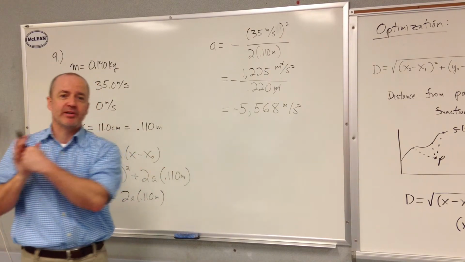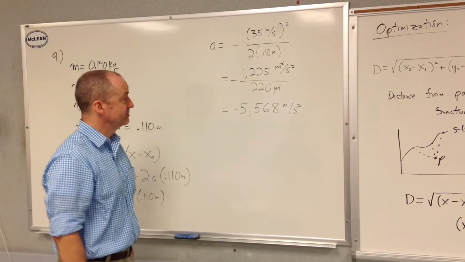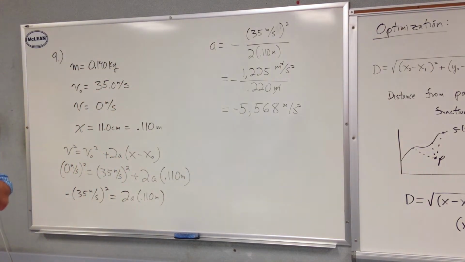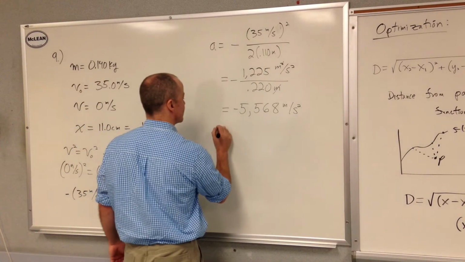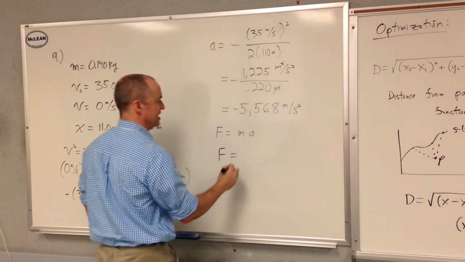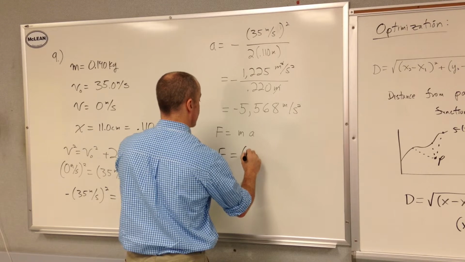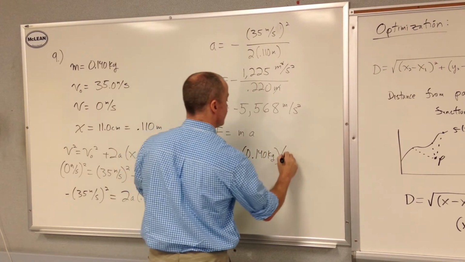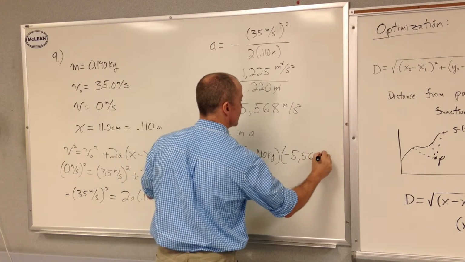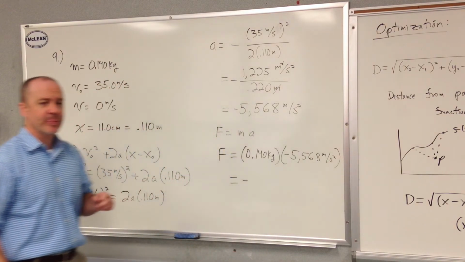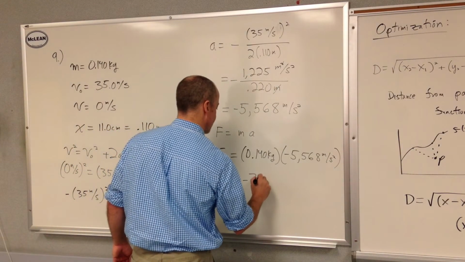Every time you stop a baseball. It's a lot of acceleration, but it's not a lot of mass. The question was, what was the force required, right? Okay, so force is mass times acceleration. We'll keep the negative because it is a decelerating force we're talking about. 0.140 kilograms times negative 5,568 meters per second squared gets me negative how many newtons? Negative 779.52 newtons.